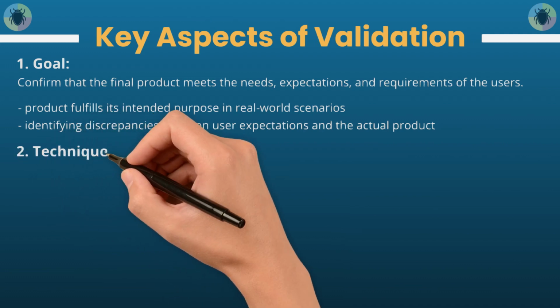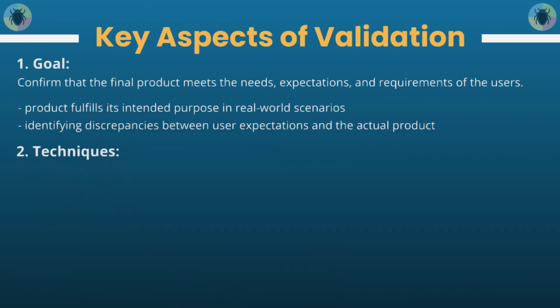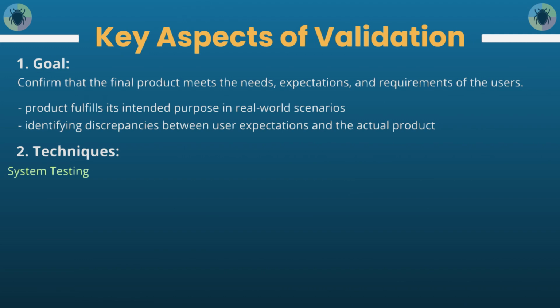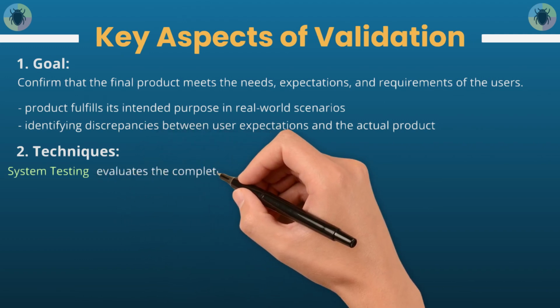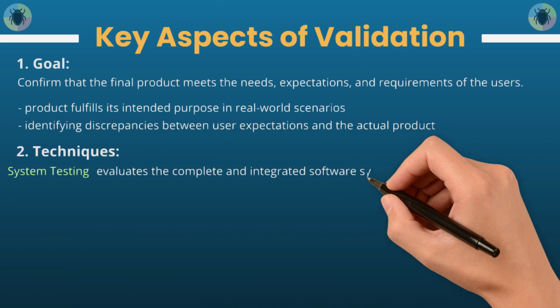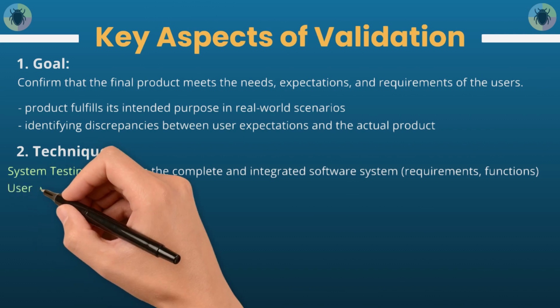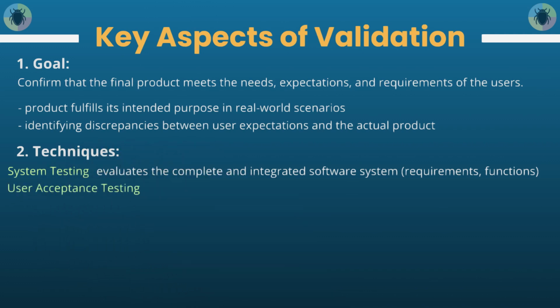2. Techniques. Validation employs various techniques to ensure that the product is ready for release and meets user expectations. System testing. System testing involves evaluating the complete and integrated software system to ensure that it meets the specified requirements and functions as intended. This type of testing assesses the overall behavior of the system, including its performance, reliability, and compatibility with other systems.